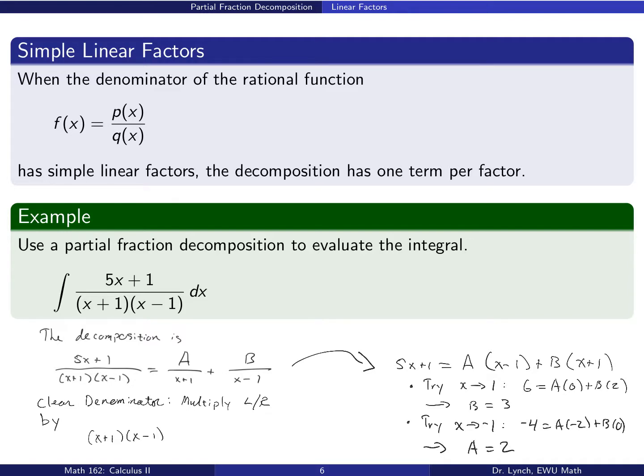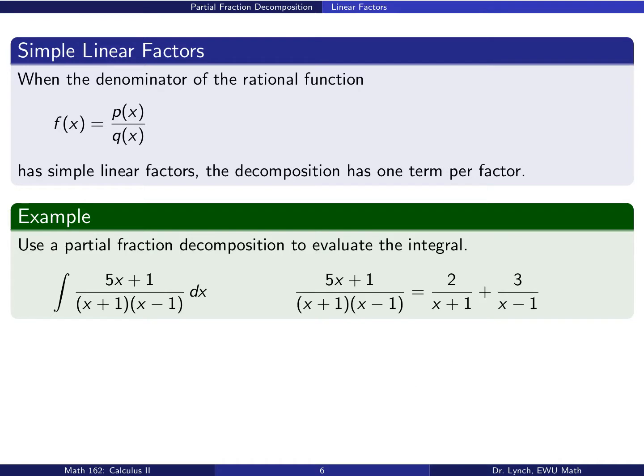So here's our partial fraction decomposition. Our partial fraction decomposition is that (5x + 1)/((x + 1)(x - 1)) is 2 over x + 1 plus 3 over x - 1. Now, you may recognize this example from our motivating example. We have gone the other way, taking this rational function apart. But if you wanted to check, you could check just by putting it back together.